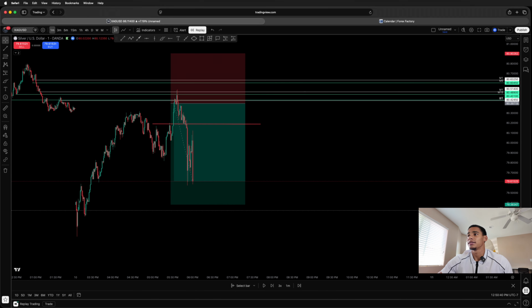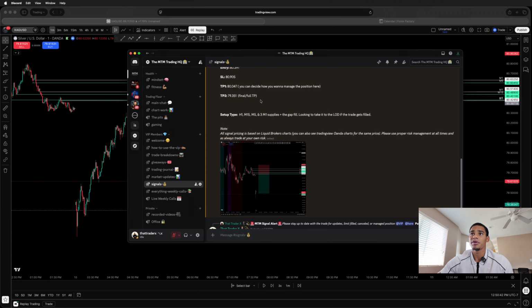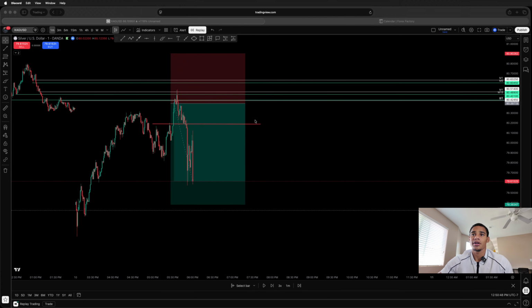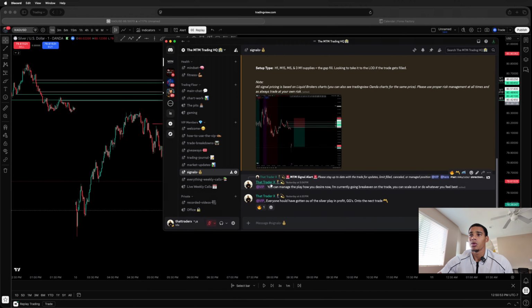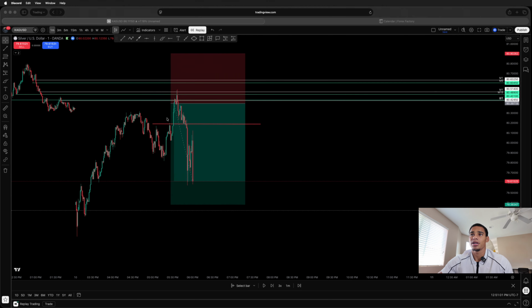And as you can see in the signal here, at TP2, you can decide how you want to manage the position here. So you can either scale out if you want, or suck your stop loss in, and I had sent an update too. Once it was hit, you can manage the play how you desire. Now I'm currently going break even on the trade. You can scale out or do whatever you feel is best. So that was a couple seconds ago.